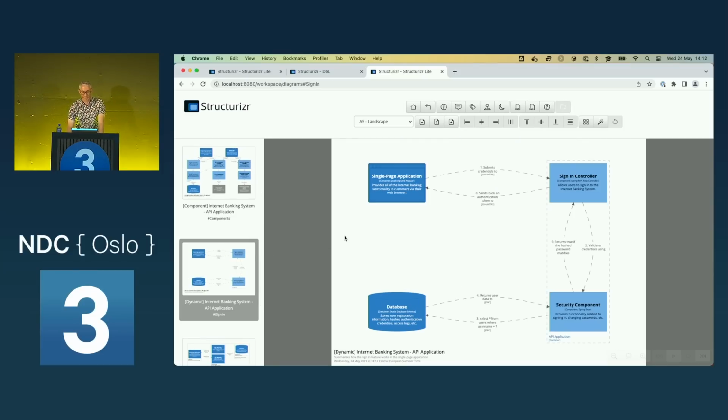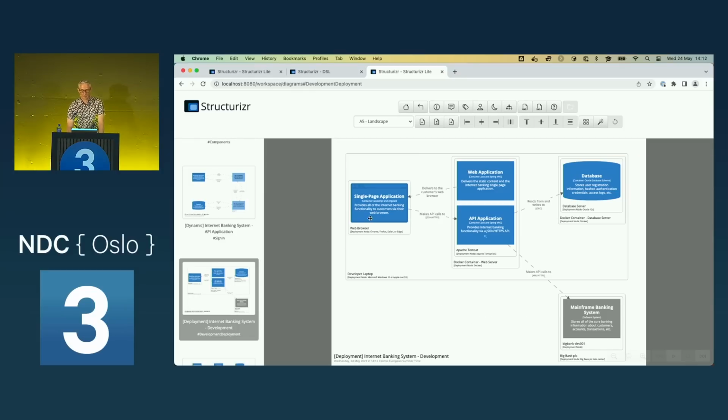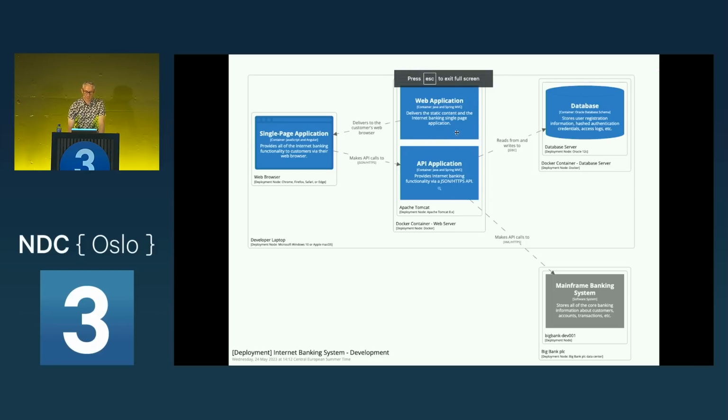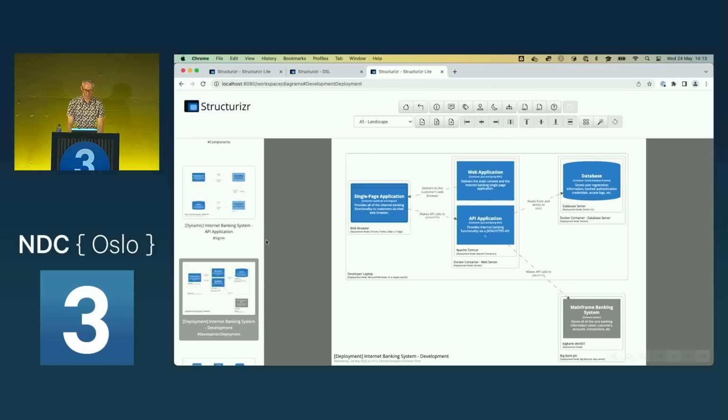This also does dynamic diagrams. If you want to show how a specific use case or story or feature works, you can step through and it's all nicely animated. This also does deployment diagrams, where you can show how things are deployed onto infrastructure. Here we've got the web app and the API app running in Tomcat on a Docker container on a developer laptop. You can build up all this model using the DSL as well. Tooltips, et cetera, et cetera. So that's Structurizr Lite.